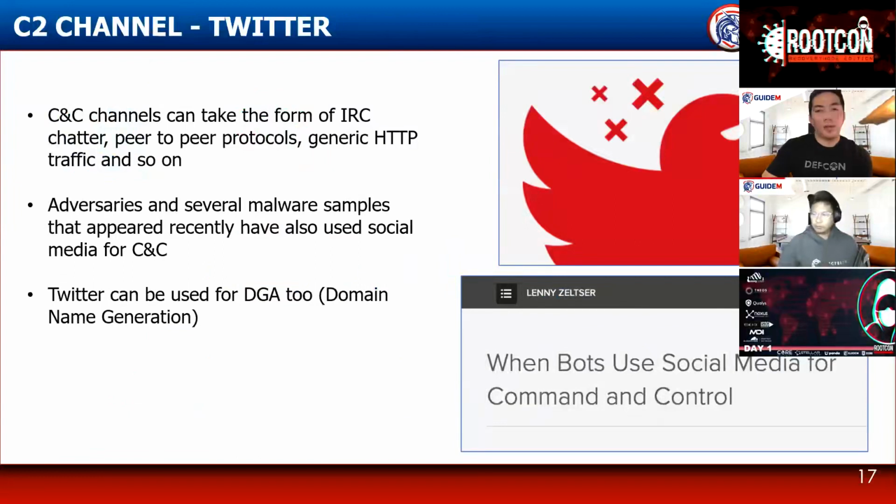Some use cases here talk about Twitter and how attackers can use it. Bots use social media now for command and control. They've also used DGA, domain name generation, to do their malicious things. A lot of adversaries, I think I've seen the first report for Twitter as early as 2015. I'm not really sure, but it's not a new thing, and it's still being leveraged by attackers.